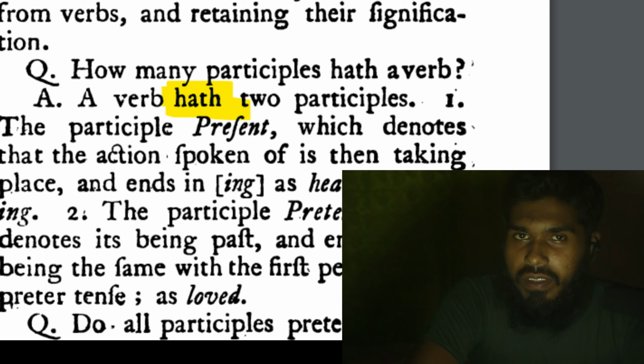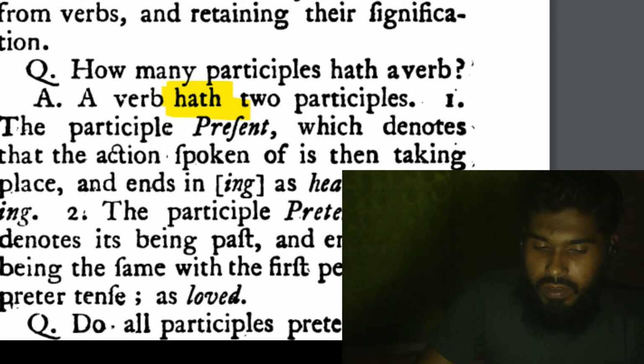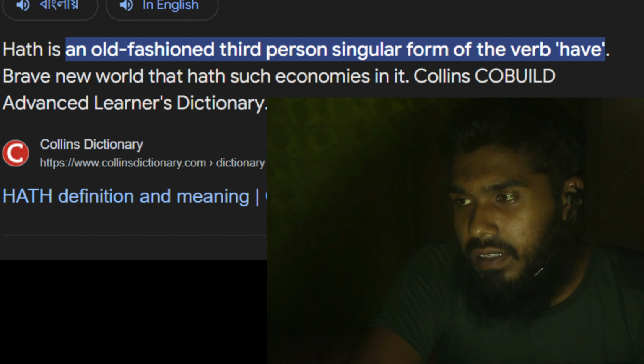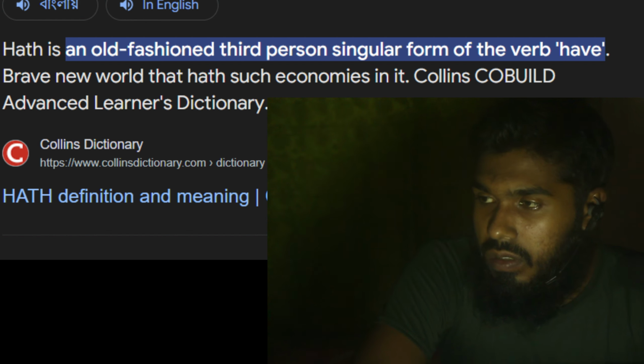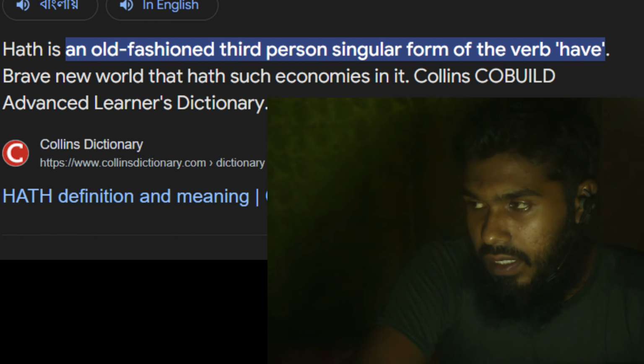So now, moving from adjectives, in our next example we can see how many participles a verb has. We didn't use has. What we used is hath, H-A-T-H. It is quite different from what we use, has. So let's see how it is different. We can see from the Collins Dictionary definition that hath is the old-fashioned third-person singular form of the verb have. Brave new world that hath such economics in it. Collins COBUILD Advanced Learner's Dictionary. So we see that in the past we had a different alternative for have, and that was hath. But now we don't use that.